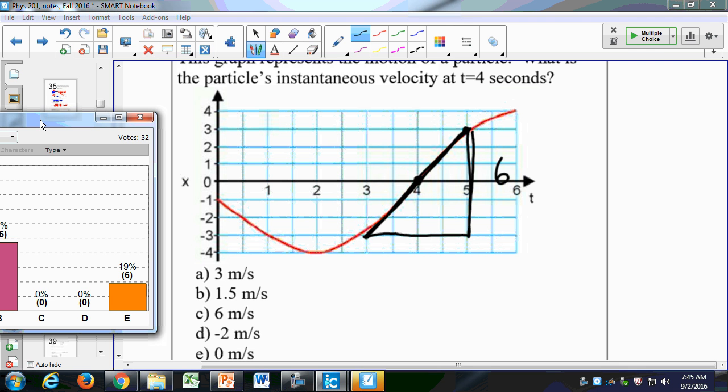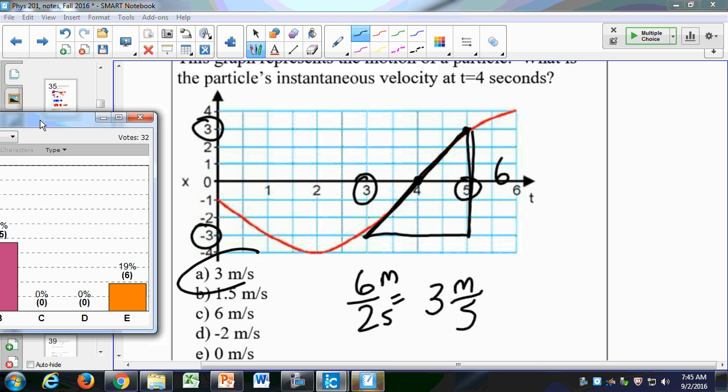So be careful. Whenever you're looking at a graph, you never count the boxes. You always look at the axes. So we're going from 3 to 5 here, and my rise goes from -3 to 3. So it's going to be 6 divided by 2, which is going to be 3 meters per second. So that is my instantaneous velocity at that point.